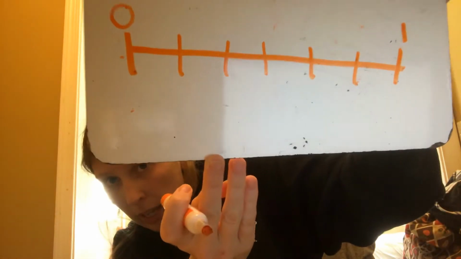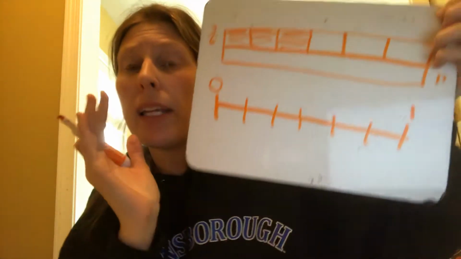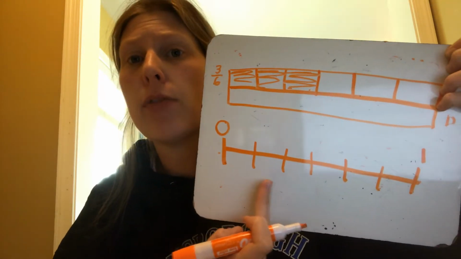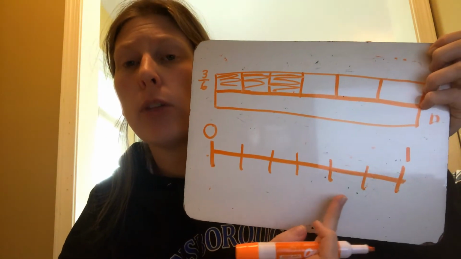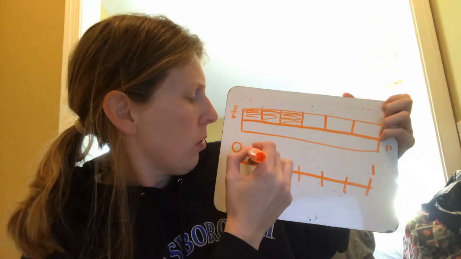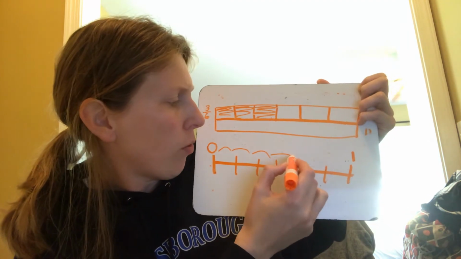Now I have a number line. I need to number my number line. I'm going to count the equal parts by the hops, not by the ticks. If you count each one of these as an equal part, you will be wrong every single time, I promise. So I'm going to count to make sure I have 6. 1, 2, 3, 4, 5, 6.